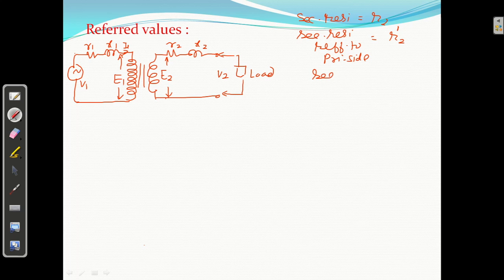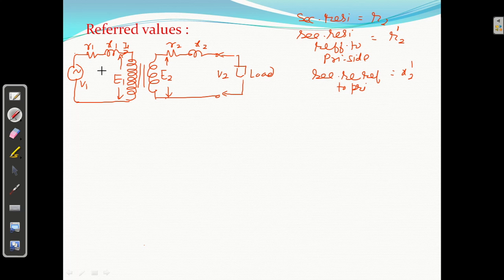Secondary reactance referred to primary, we will call X2 dash. So you can refer the secondary quantities towards the primary side. This will make the calculation simple. On paper you can do this, but in the actual transformer it will not be that the secondary resistance is referred to the primary side or vice versa. Only to make the calculation simple you can refer it. Okay, so it can be done.